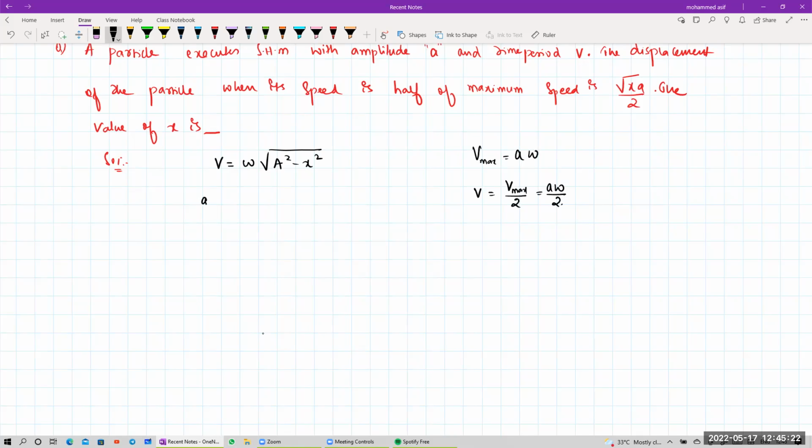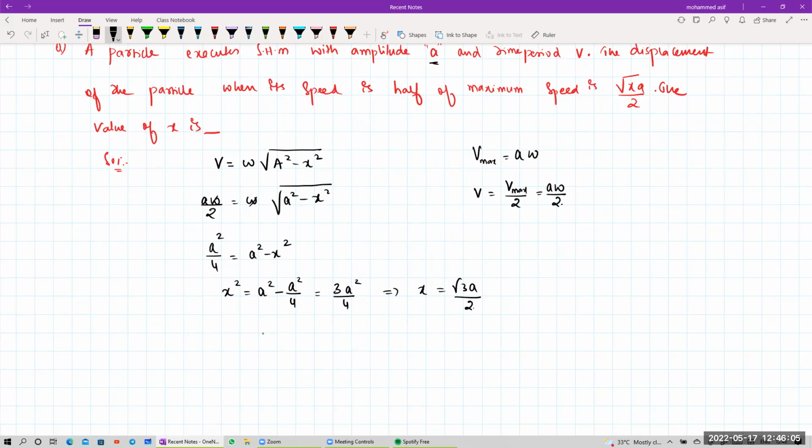Substituting the v value, A omega divided by 2 is equal to omega under root of A square minus x square. What we need is x. Omega cancels. Removing the root, A square divided by 4 is equal to A square minus x square. Sending x square here and this there, x square is equal to A square minus A square divided by 4, which is 3A square divided by 4. So x is equal to root 3 A divided by 2.